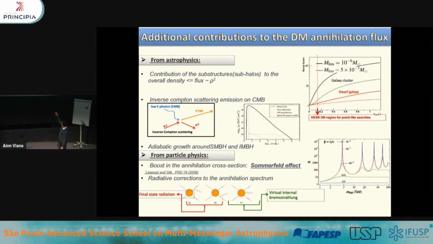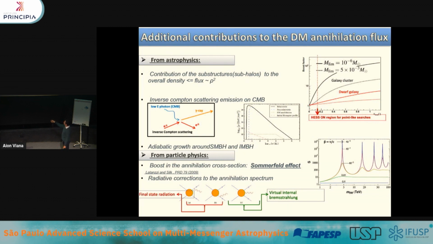One example is the Sommerfeld effect. It's very similar to the formation of the hydrogen energy states in quantum theory. But instead of a Coulomb potential, you assume a Yukawa potential, which is a weak interaction, and you actually have the formation of quasi-stable states before it annihilates. If the annihilation happens at very low velocity, or for certain masses, you actually have cross sections which are much higher and much more probable to annihilate.